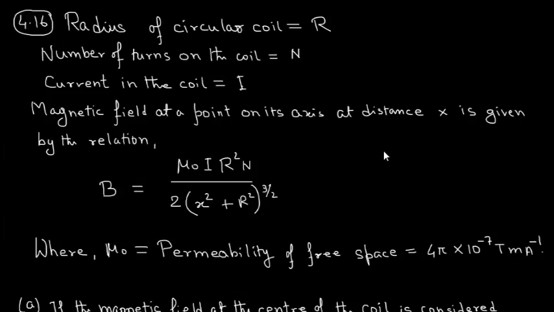Radius of the circular coil is equal to R. Number of turns on the coil is equal to N. Current in the coil is equal to I. Magnetic field at a point on its axis at a distance x is given by the relation B is equal to mu naught I r square N upon 2 (x square plus r square) to the power 3 by 2, where mu naught is equal to permeability of free space, that is 4 pi multiplied by 10 to the power minus 7 T m A inverse.